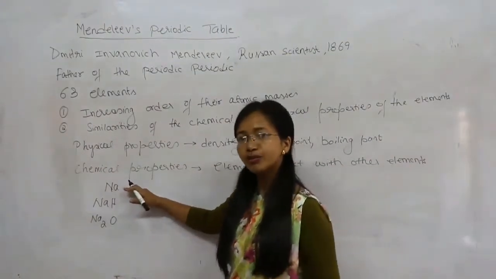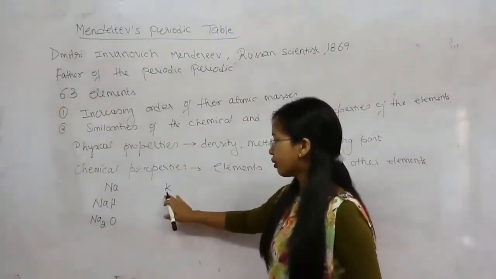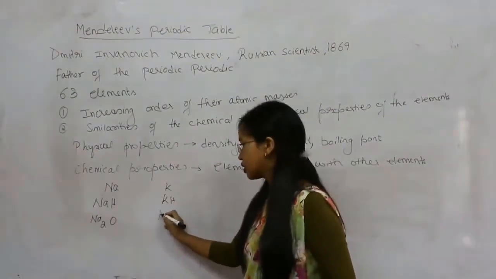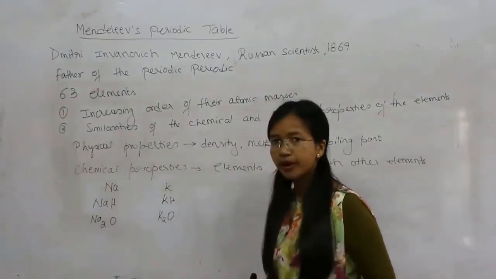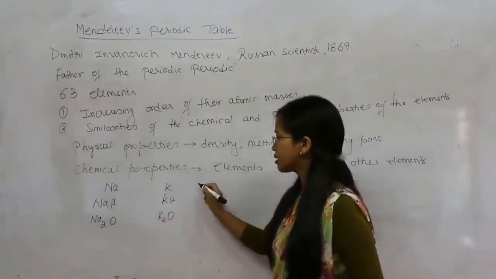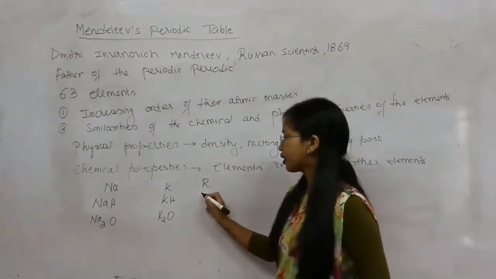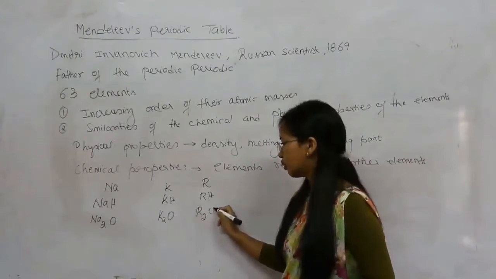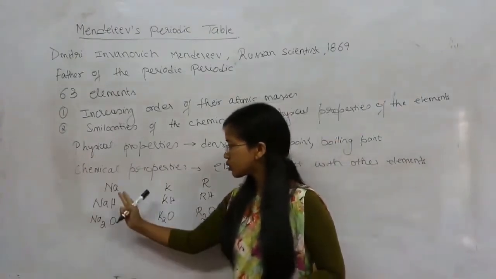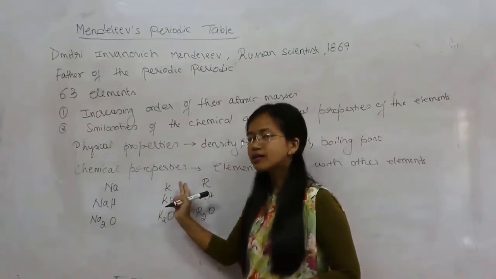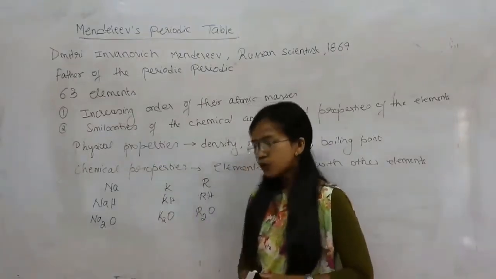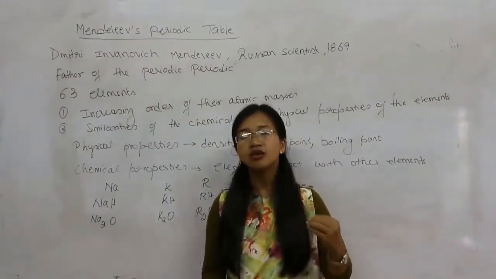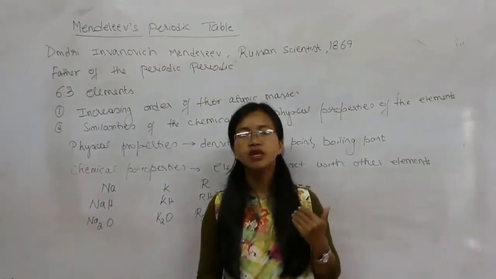Now if you take the element potassium, on reacting with hydrogen you get KH, and on reacting with oxygen you get K2O. In general, if we denote the element by R, then the hydride will be RH and the oxide will be R2O. So sodium and potassium are similar in properties, and Mendeleev used these formulae of hydrides and oxides to group the elements together.